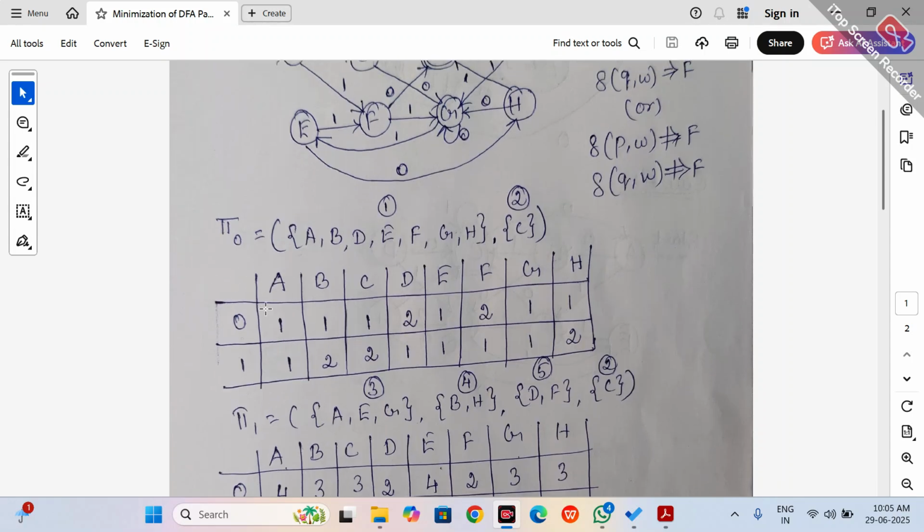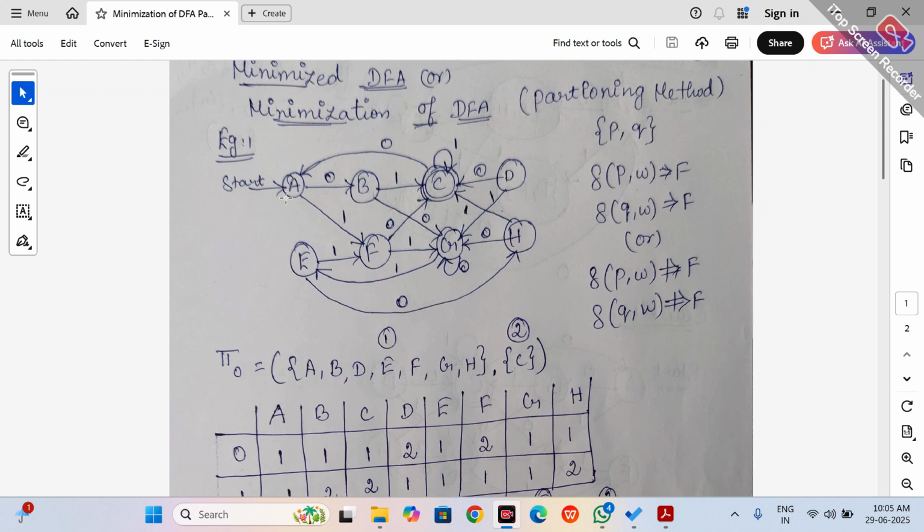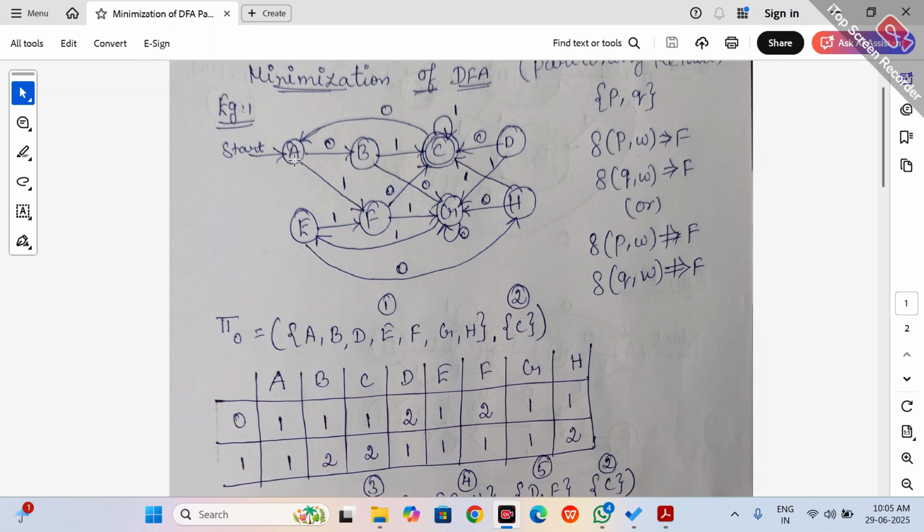During transition for state A, input 0, it goes to state B. B is in group 1, so here we mention the group number. Similarly, for state A, for the input 1, it goes to state F. F is again in group 1, so here we mention it as 1.